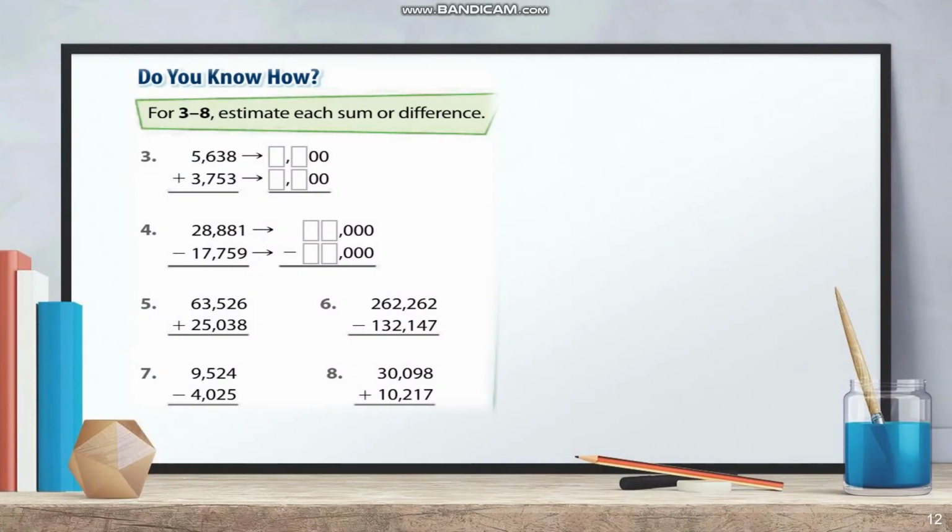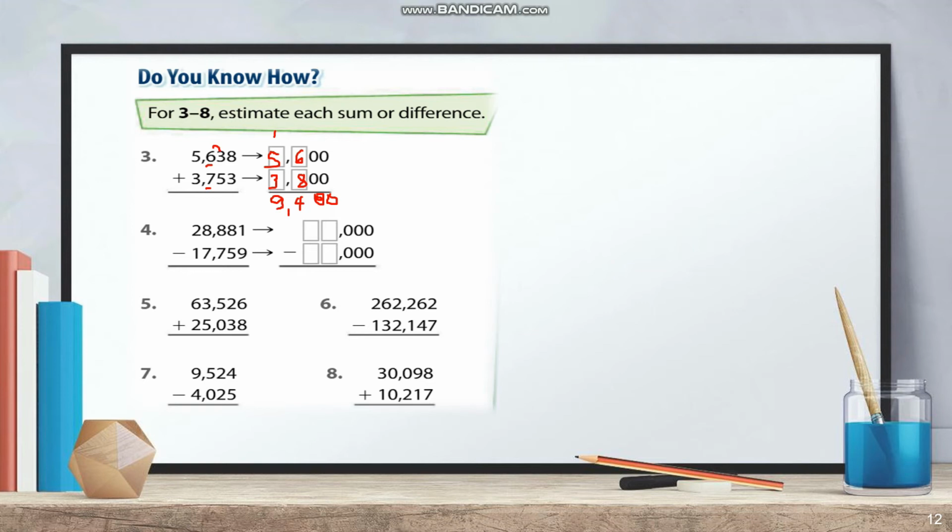Estimate sums or differences. So you can round to any place value. But here for number 3, we need to round only to hundreds or thousands. So I'm going to round the hundreds place. So 6 is followed by 3, so this becomes 5,600. And 7 followed by 5, so this becomes 3,800. Then I'm going to add. This becomes 0, 0, 14. Carry 1, this becomes 9. So my estimated answer, possible answer, is 9,400.